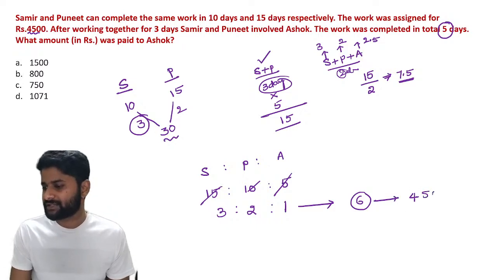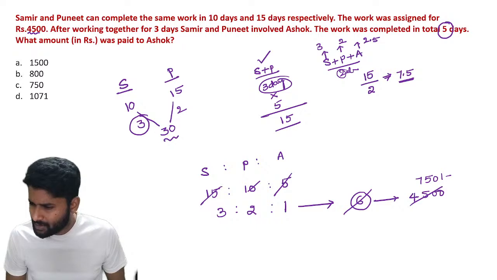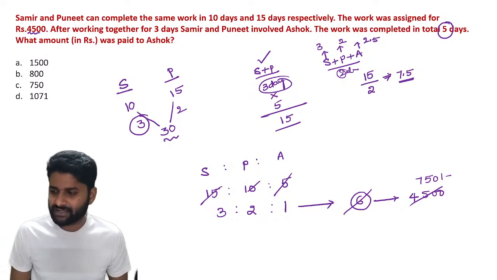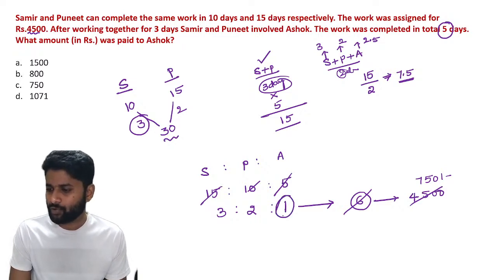If 6 units is exactly equal to 4,500, then each unit value is exactly equal to 750 rupees. 6 sevens are 42, so we have 30, 6 fives are 30 and 0. So each unit is 750. Here the question is, how much are we going to pay for Ashok? Ashok, we are paying only one unit, whose value is 750.